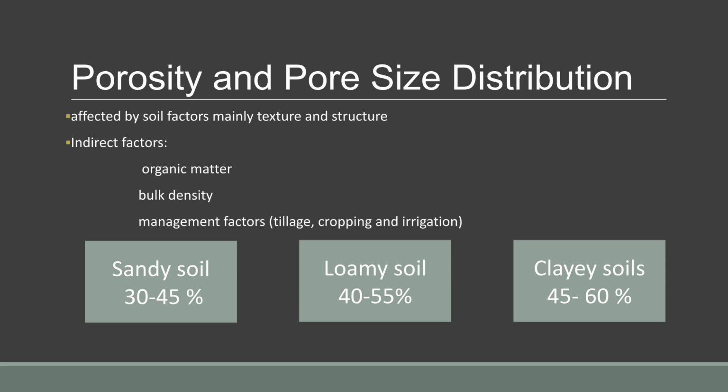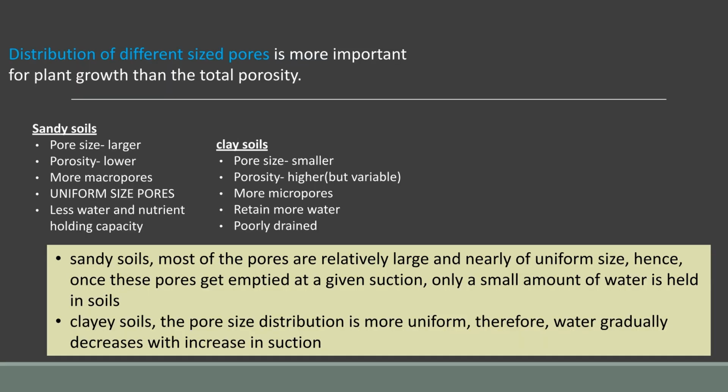Porosity is influenced by texture and structure, as well as indirect factors like organic matter, bulk density, and management practices. Total porosity varies from 30 to 45% in sandy soil to 45 to 60% in clayey soils. The distribution of pore sizes is more important than total porosity. Sandy soils have larger, more uniform pores and lower water-holding capacity.